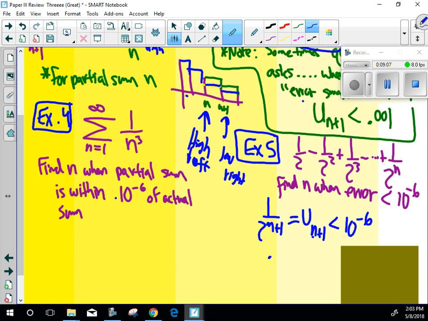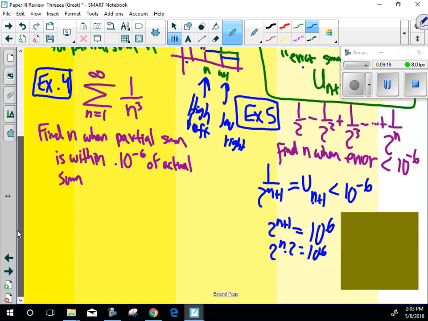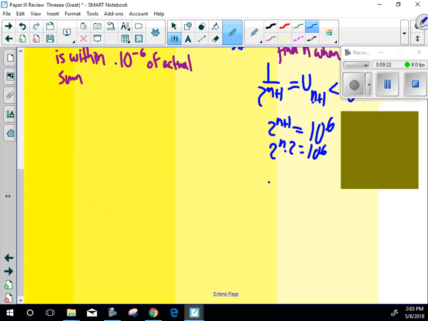So you'd flip it over and you get 2 to the n plus 1 is equal to 10 to the 6th. And then this is 2 to the n times 2. You're going to divide by 2. 2 to the n is equal to 10 to the 6th over 2. Is that 5 to the 6th? 10 over 2? No. Base to the 6th over 2. That's totally different. This is 1/2 of 10 to the 6th, not 1/2 of the base.